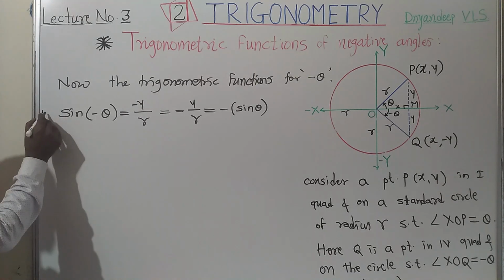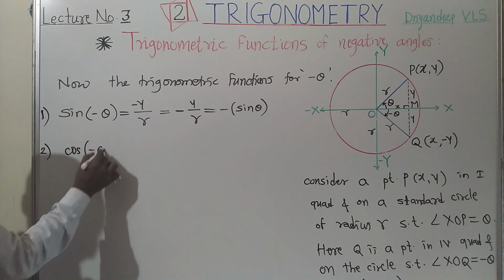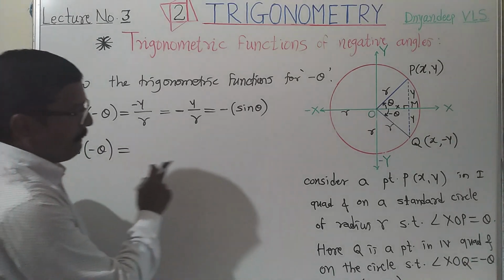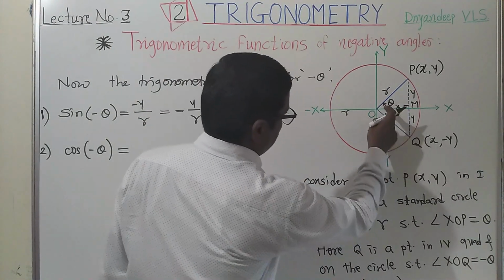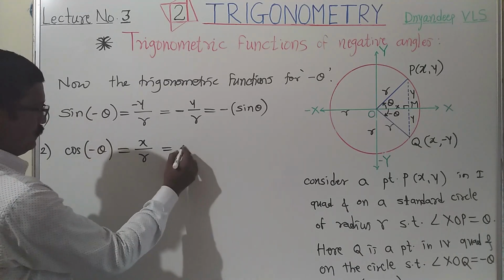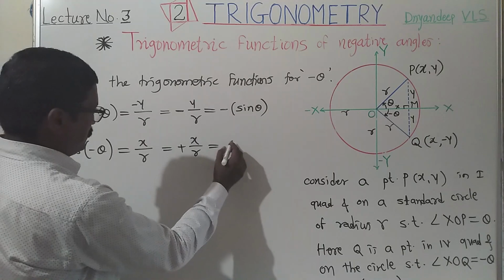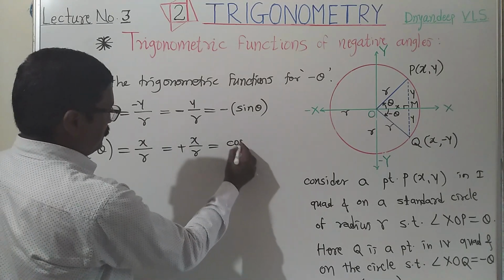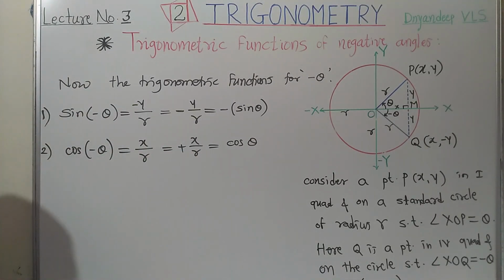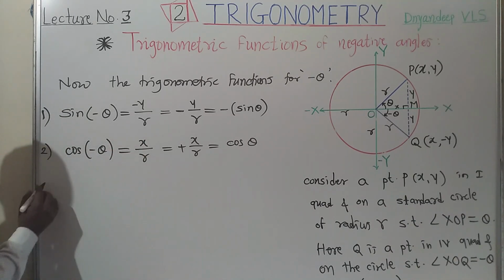Then second one, that is cos of minus theta. Cos of minus theta is x upon r. It is x upon r. So it is the same as plus x upon r, and so it is equal to cos of theta. Same for cos negative theta, both are the same: x is positive, r is positive.